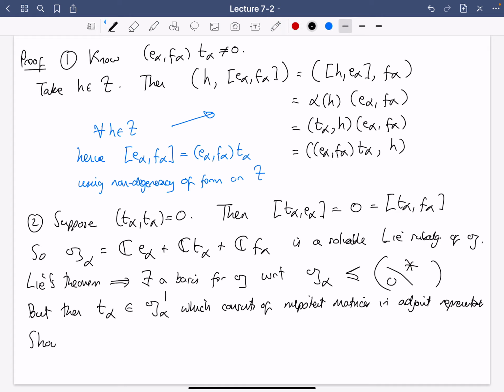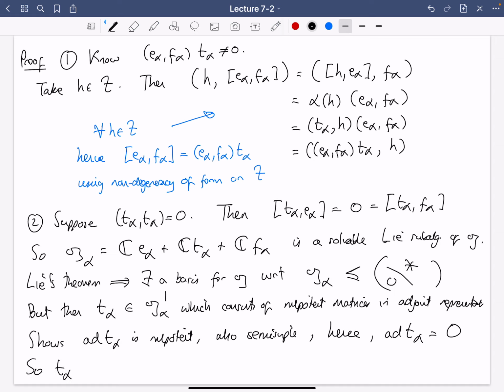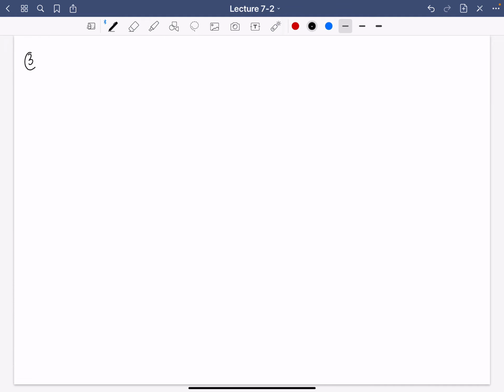This shows that ad T alpha is a nilpotent matrix, but it is also semi-simple because it's an element of our toral subalgebra. All elements of T are semi-simple, so ad T alpha is semi-simple. But the only nilpotent semi-simple endomorphism is 0, so T alpha is 0, which is a contradiction. Okay, so that establishes part 2, and now we're virtually done. We'd better just finish off 3.